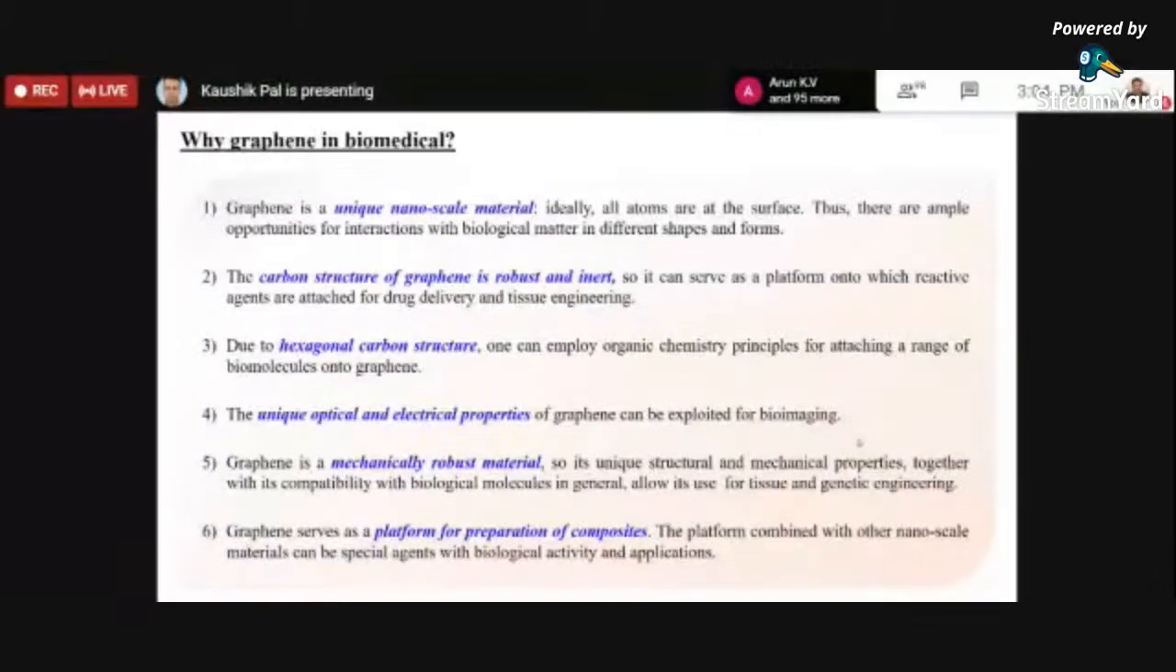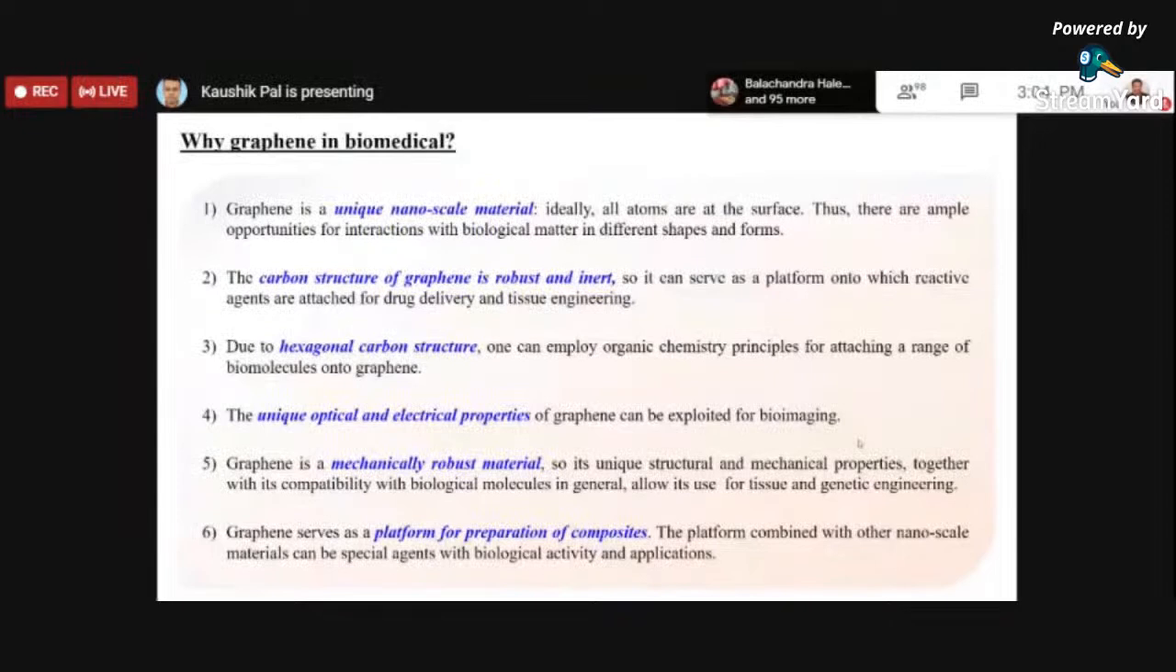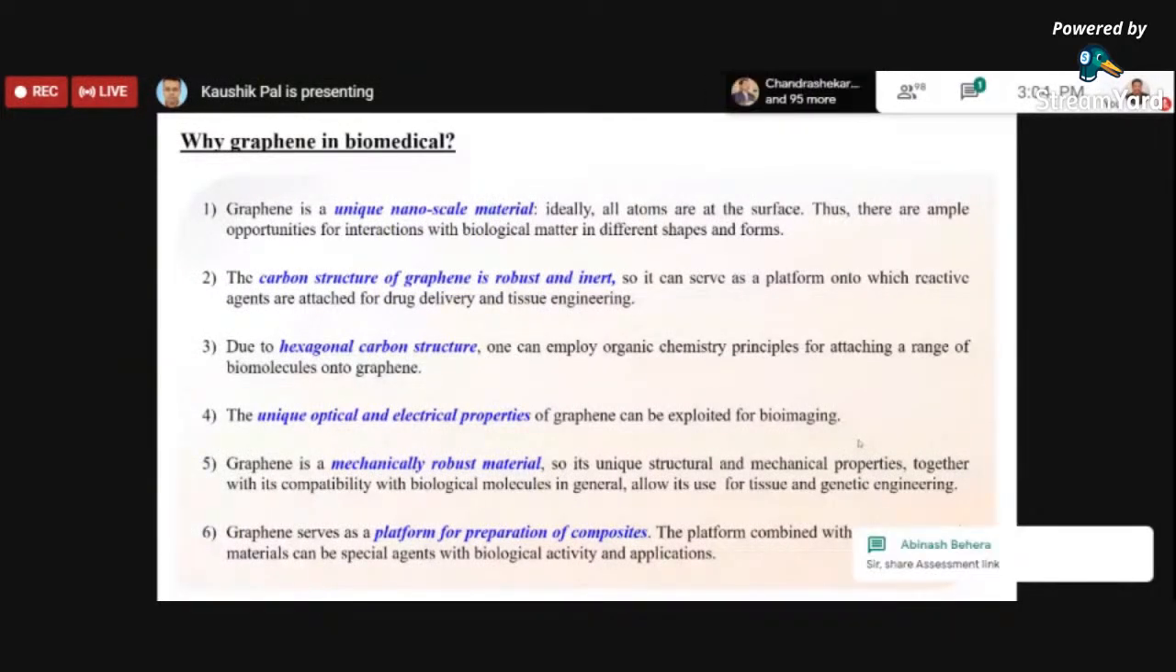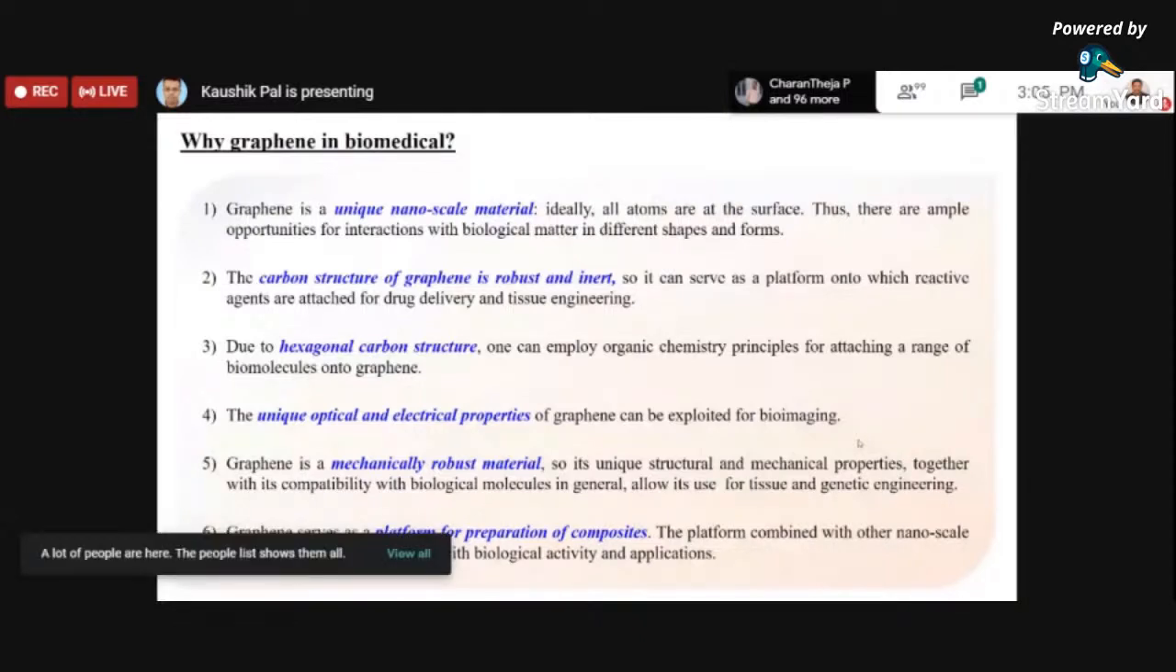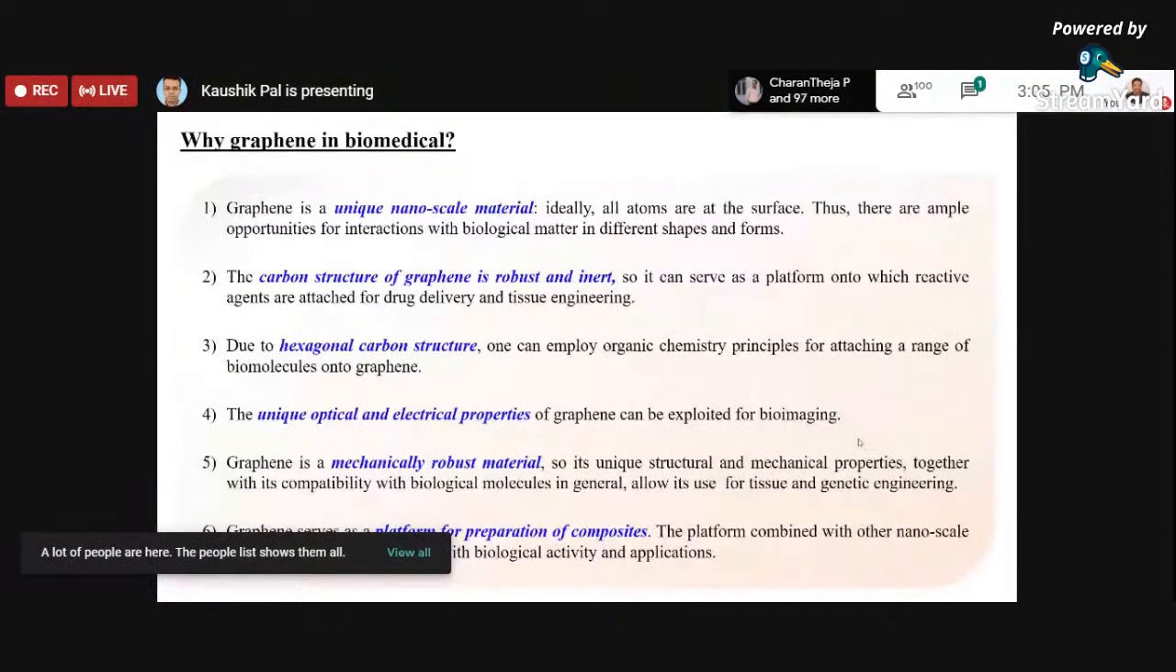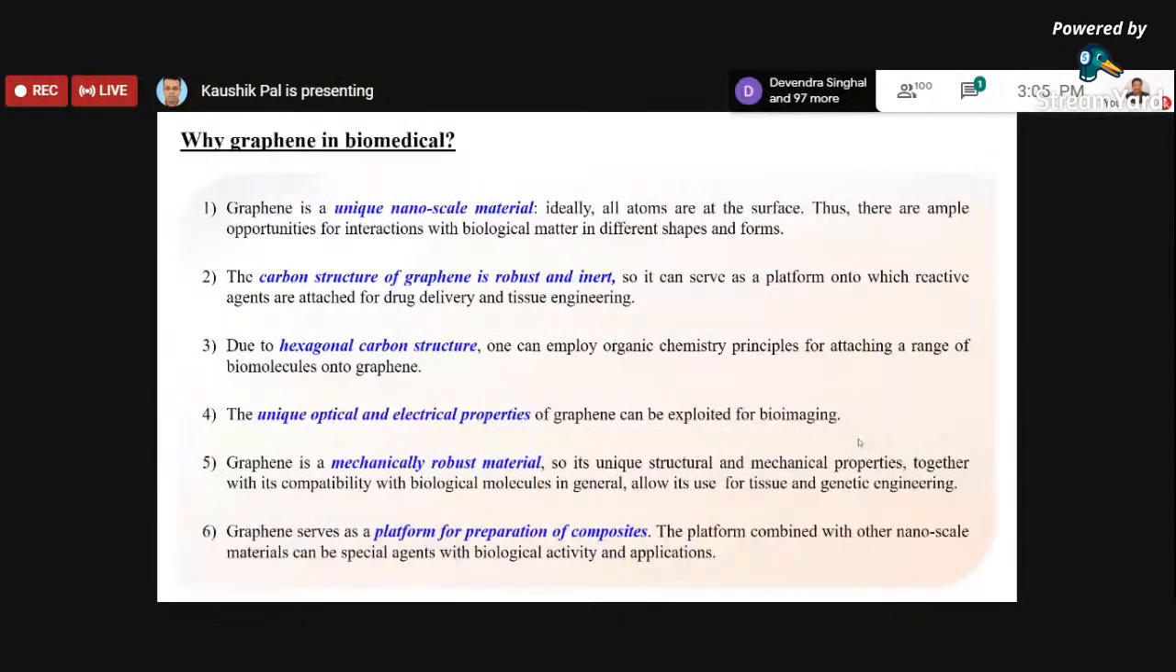Structure, one can employ the organic chemistry principles for attaching a range of biomolecules onto the graphene itself. The unique optical and electrical properties of graphene can be exploited for bioimaging purposes. This is the foremost application, because I can see from the outside how my medicine is traveling, how it is killing the affected sites, or how it is reaching the systems. That is because of the very good unique optical and electrical properties of graphene itself.